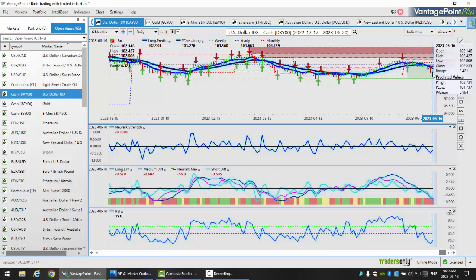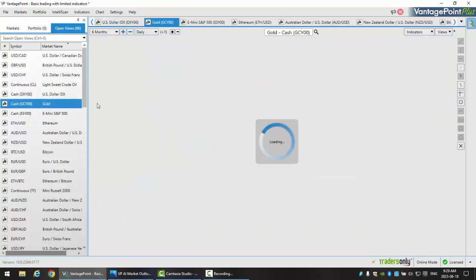So we would look for the dollar to likely turn back up at the beginning of July. So a little bit more downside, and we would look to hold inside this particular channel.